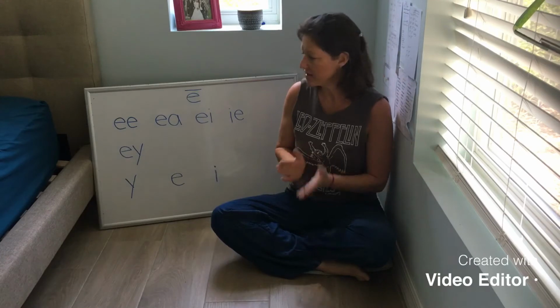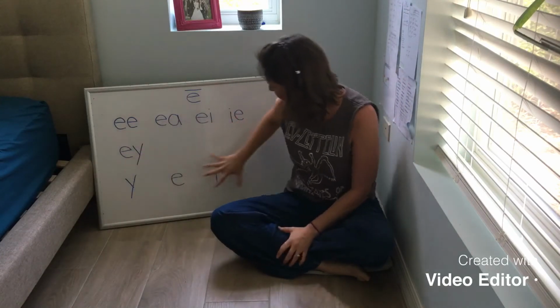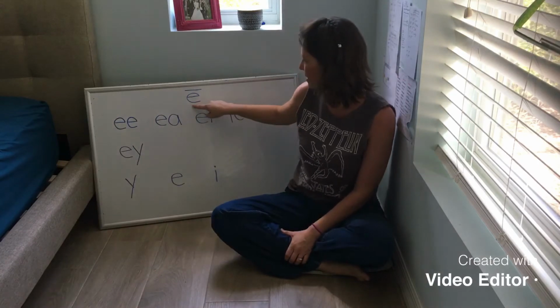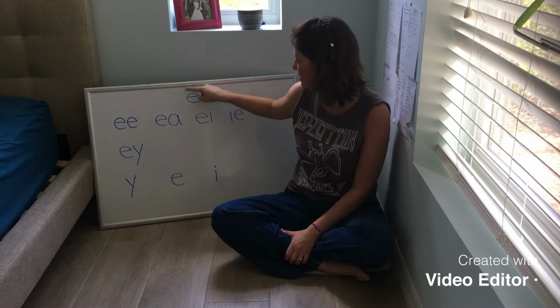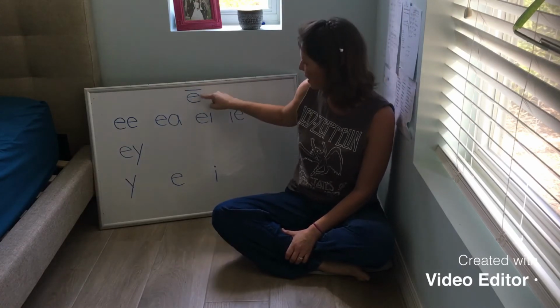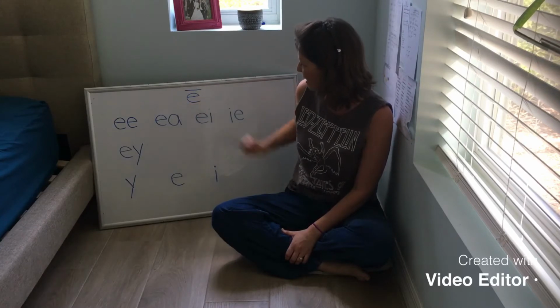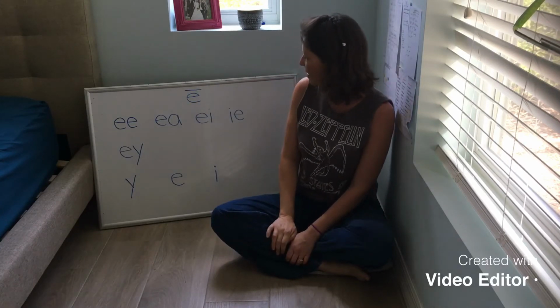Today, the sound that all of our phonograms are making, all of these, look at them all, is long E. And the long E sound is represented by this symbol up here. So whenever you see an E with a line over the top, we know that that's the long E sound, not the short E sound.